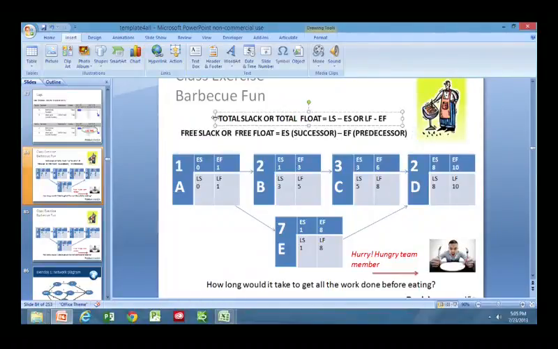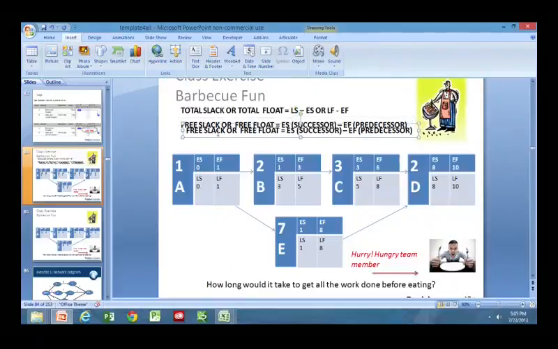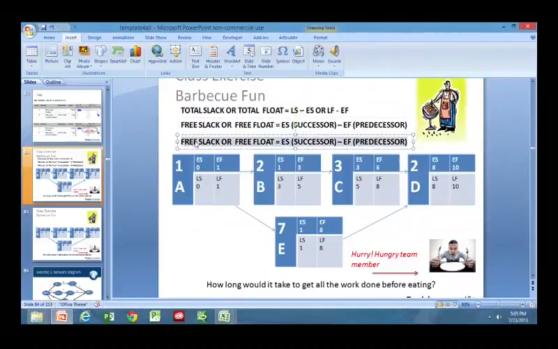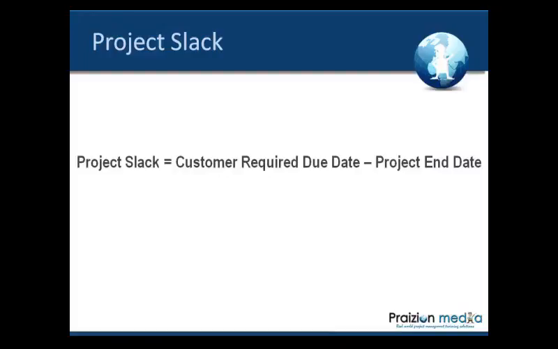Okay, now this could be a little bit hard at first to digest. You might want to look at it a few times. And then we have one more type of slack or float. We call it project slack. And I'll show you what this looks like in a few minutes. Project slack is equal to customer required due date minus project end date. Okay? So we've talked about total slack, free slack, project slack.